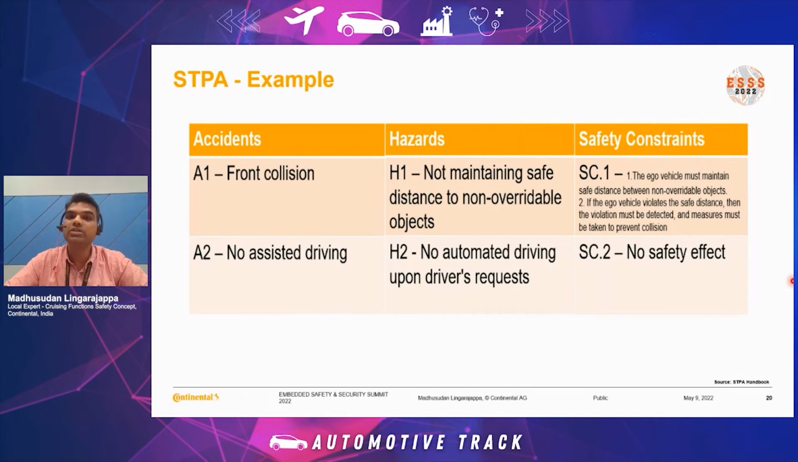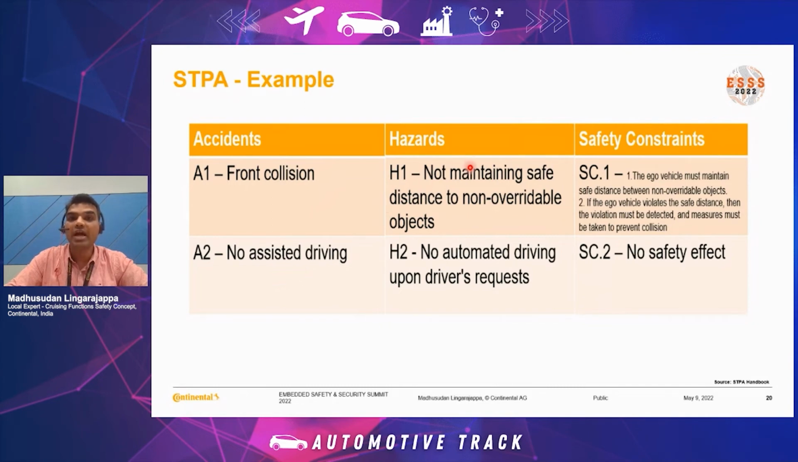So to start with this, we will take this as an example and perform an analysis using the STPA method on this system. To start with step 0, we first have to identify the different accidents. For our example, I have listed two accidents here. Accident 1 reads as front collision and accident 2 reads as no assisted driving.